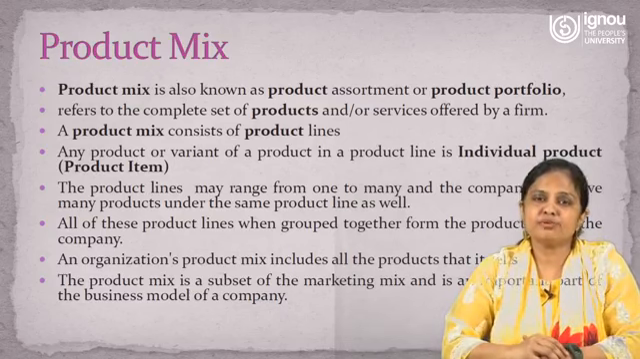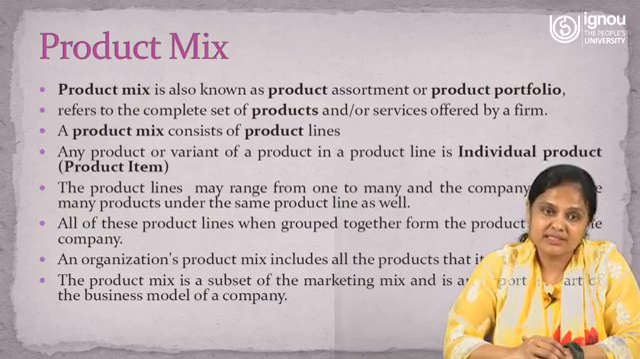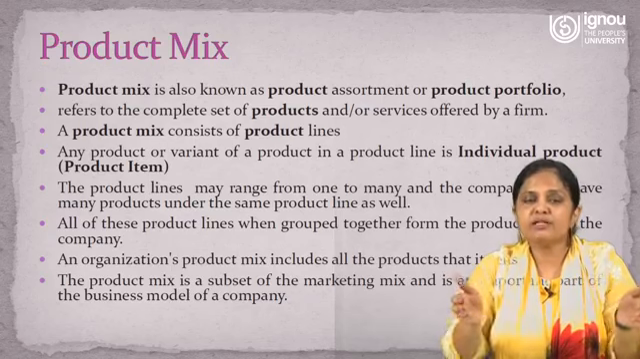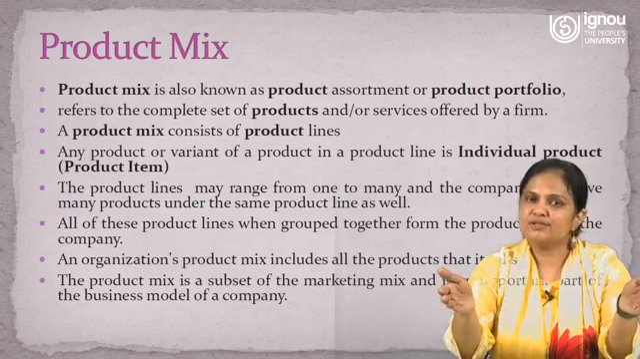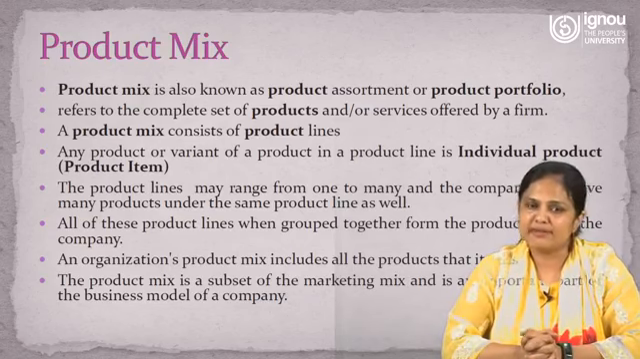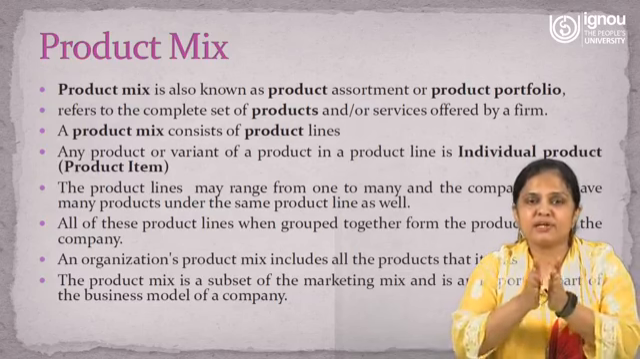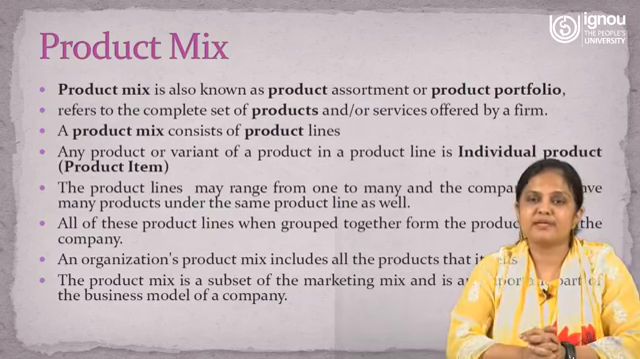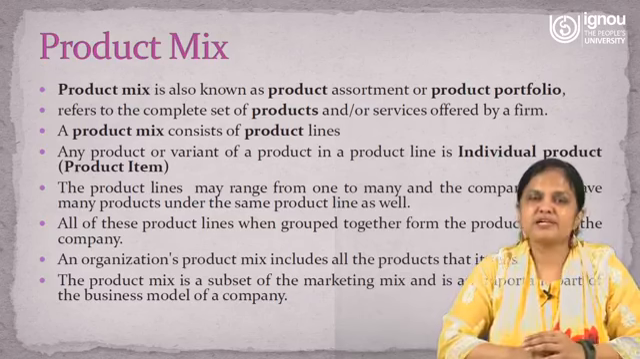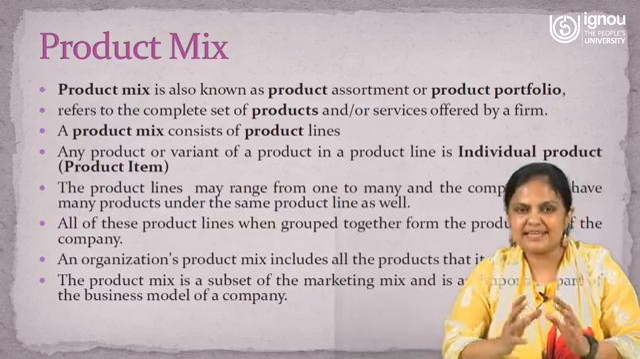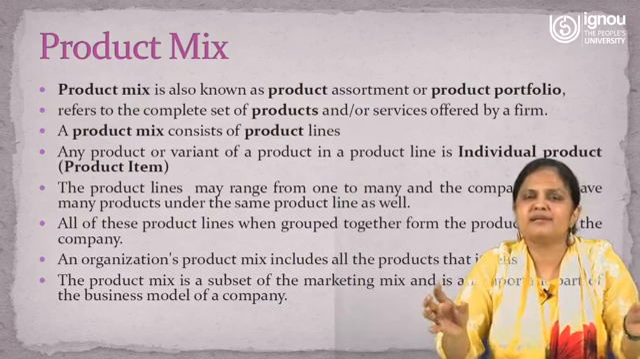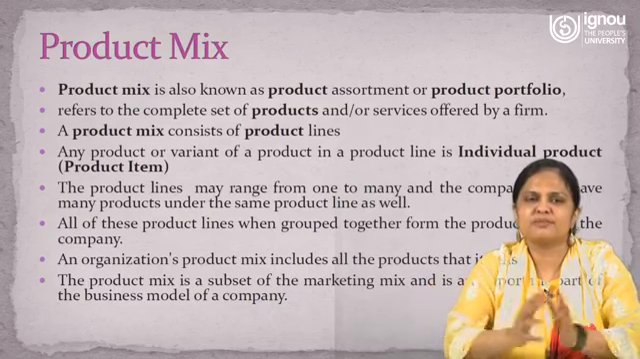Product mix is also known as product assortment or product portfolio. That means, when we talk of the product mix of a company, we are referring to the basket of all the products that a company is offers to the various segments of the market. It refers to the complete set of products and services offered by a firm, and it consists of several product lines. A product or variant of a product in a product line is an individual product, also termed a product item. So, we can say that product mix is the set of all the product lines that a company is offering, and a product line is a set of different variants of a similar product.